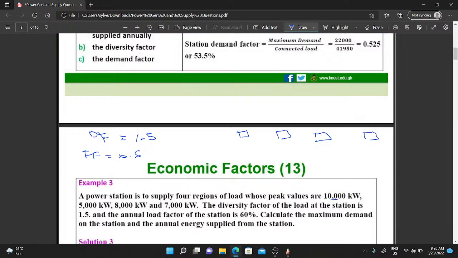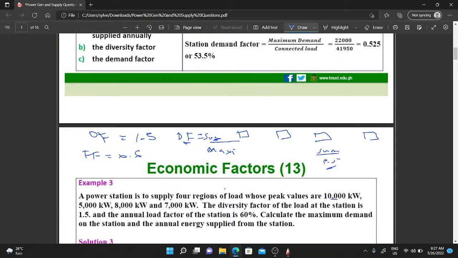Now, writing the parameters, you know that the diversity factor is given by the sum of the loads from each of the stations over the maximum demand. We've been given the diversity factor, and we've been given each of the loads, so we can sum them. The maximum demand will just be the sum of all the loads divided by the diversity factor, 1.5. So you sum 10,000 kilowatt plus 5,000 kilowatt plus 8,000 kilowatt plus 7,000 kilowatts, all over 1.5, and that will give you the maximum demand.